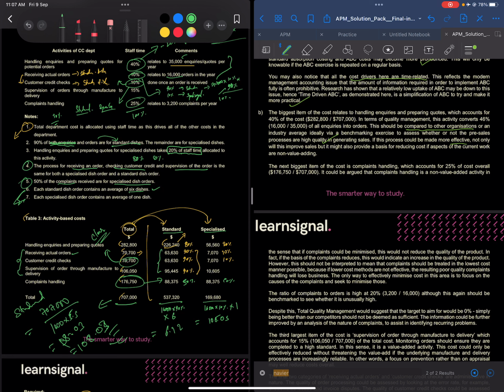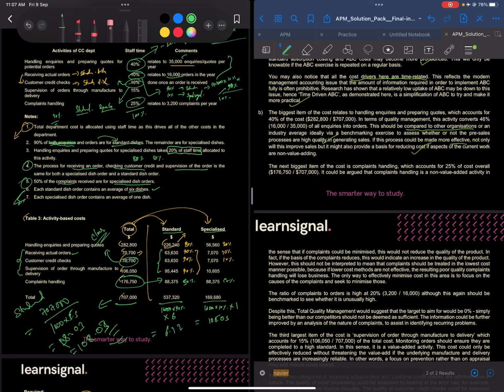Not only will this improve sales, but it also provides a basis for reducing cost if aspects of the work are non-value adding, right? A lot of aspects of it could be non-value adding as well, right?